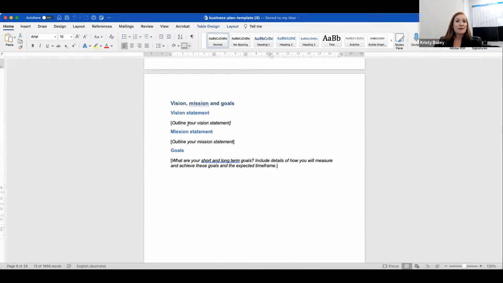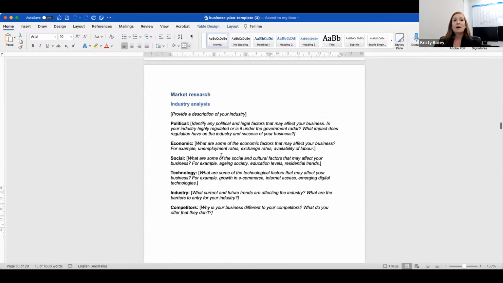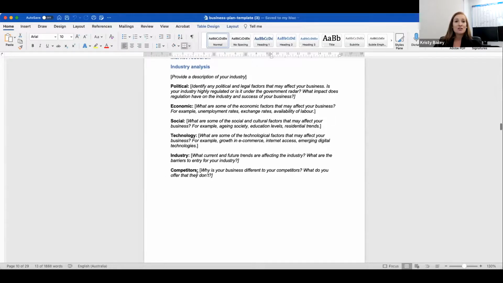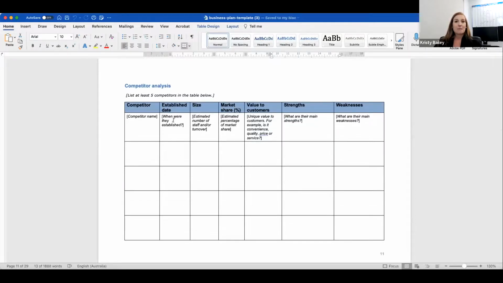Your vision statement, your mission statement, and your goals, short and long-term goals, will be identified here. Your market research, so that includes a bit of a PEST analysis, so your political, economic, social, technological factors, industry, and then your competitors, which leads on to a comprehensive competitor analysis. So really take the time to do this competitor analysis, and I would do this every 6 to 12 months anyway, just to really have a look at what's going on. The market changes so quickly, and obviously that does vary depending on what market you're in and what your business is. But I would always have a look at this.